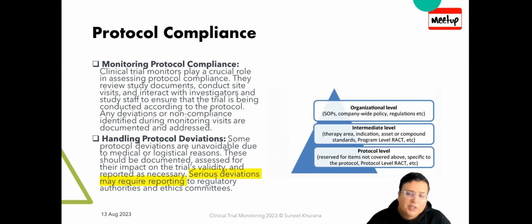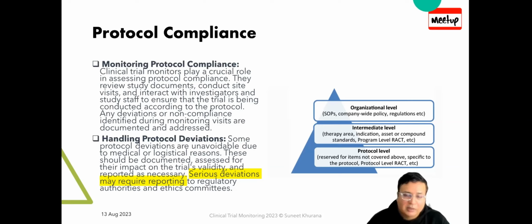So the deviation can happen on the protocol level, like minor issues. Then it can happen at the intermediate level, like treatment, therapeutics, or it can happen at the organization level. Like there is a SOP and the people are not following the SOP, or there is no standard operating procedure in place to conduct things the way they should be done. And then you need to create an SOP.